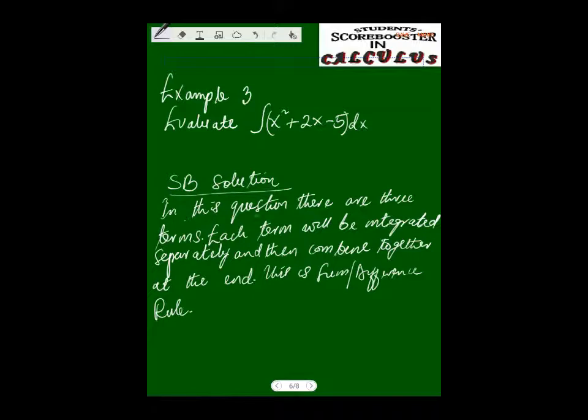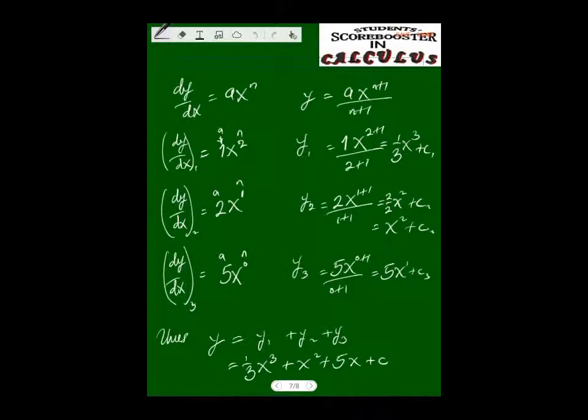You see, in this question, there are 3 terms. That is x squared, 2x, and 5. These are the 3 terms. Each term will be integrated separately and then combined together at the end. Okay, so what we are indirectly doing here is to apply the sum or difference rules as we did in differentiation.